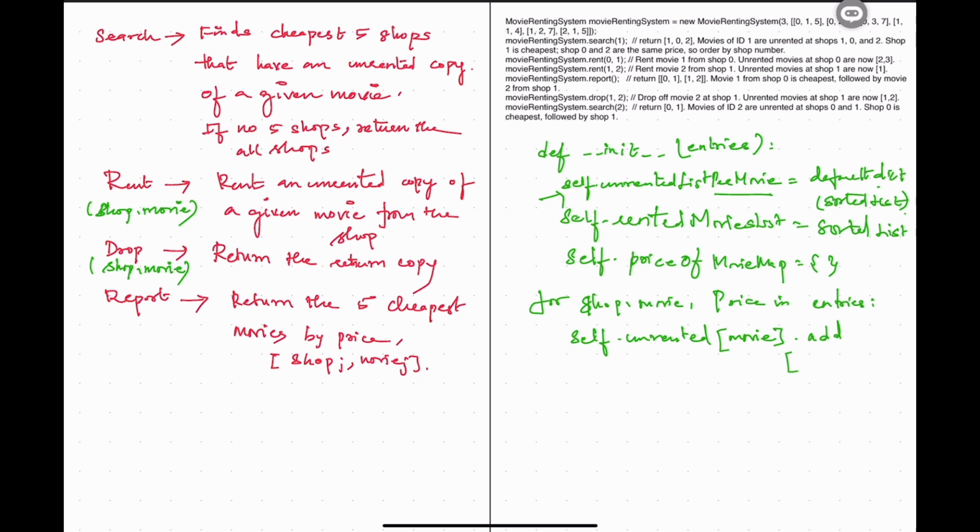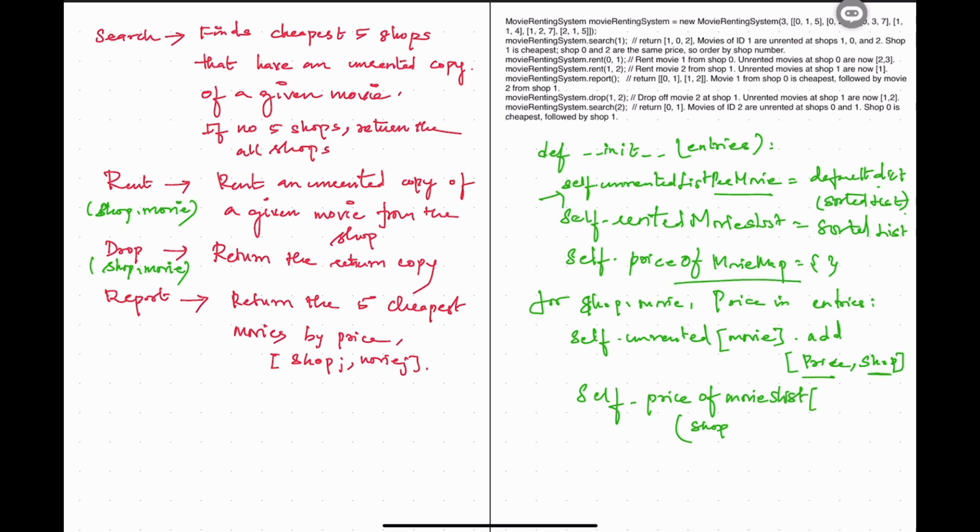We want the 5 cheapest shops based on the movie. So now this is a sorted list. Whenever you are inserting, it will store in a sorted way. So whatever you are adding, add price and shop. When the price is the same, it will compare the shop ID. So you have to put first price, then shop. Got it?